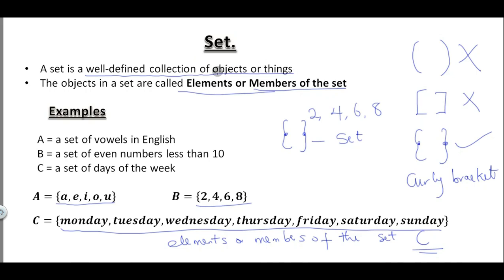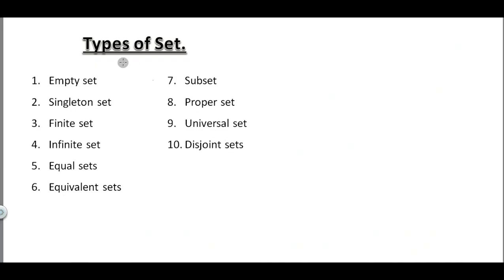Alright, so like I've explained before, a set is a well-defined collection of objects or things. The objects in a set are called elements or members of the set, and will be illustrated with this example. In this video, we're going to look at the types of sets. So basically, we'll be looking at 10 types of sets.